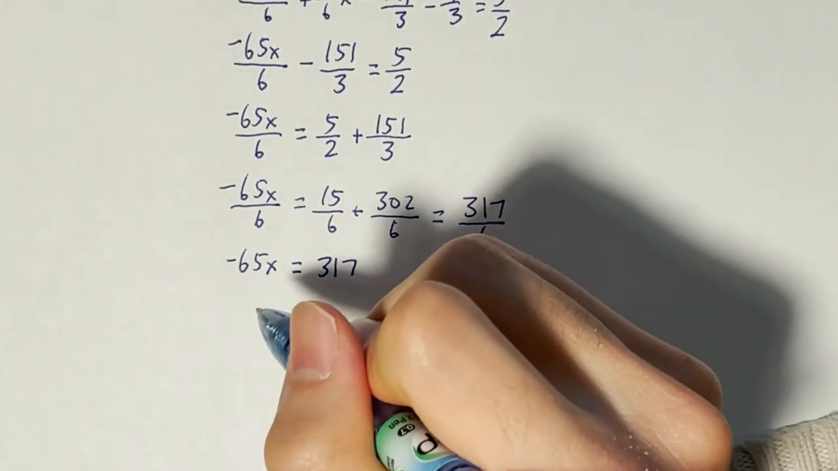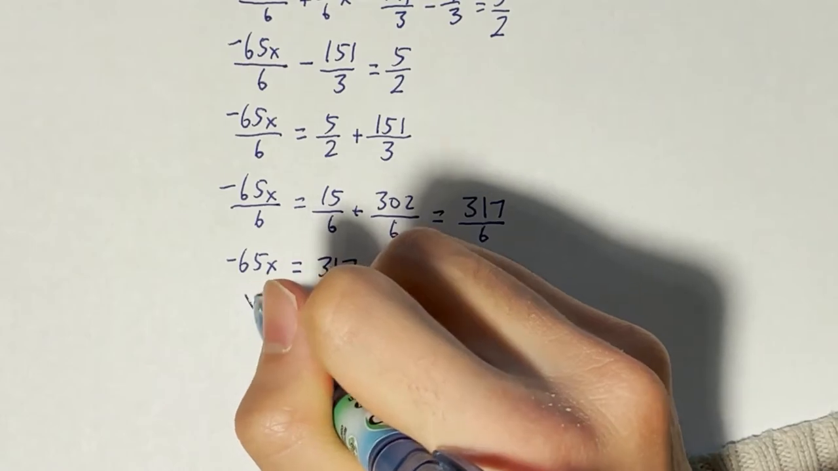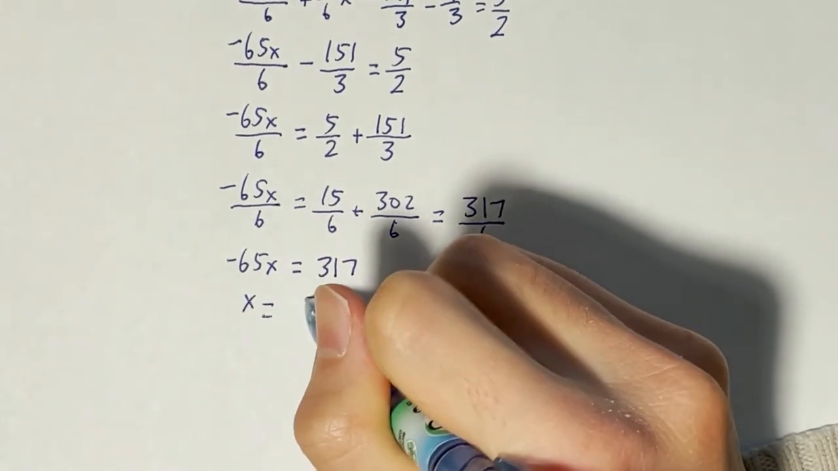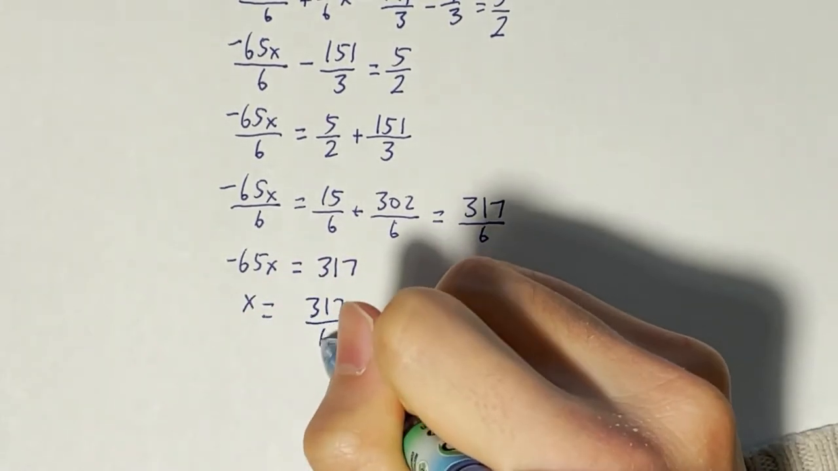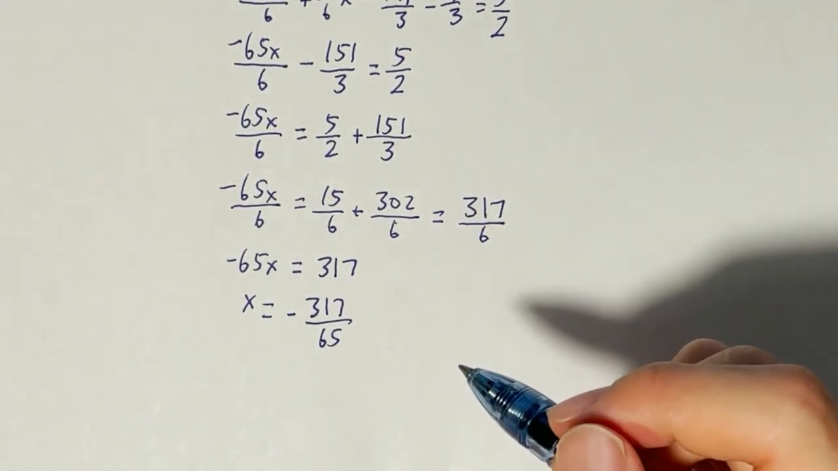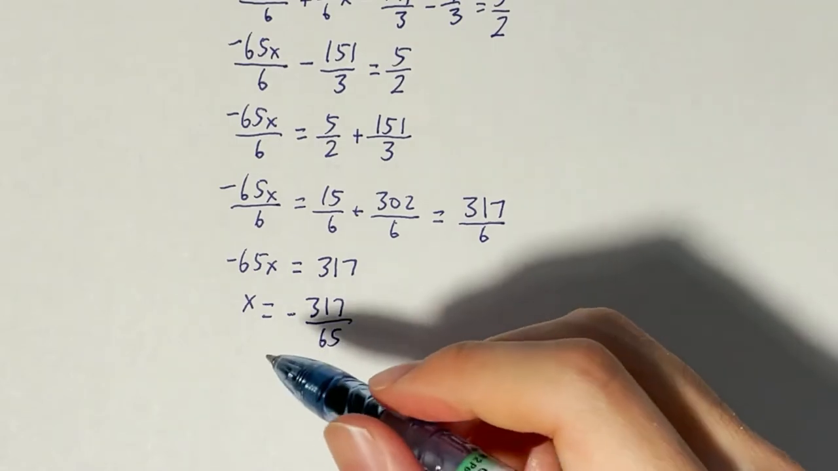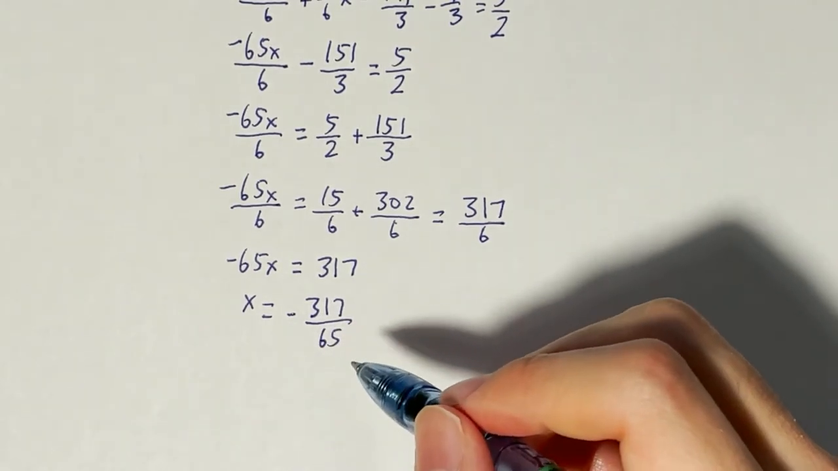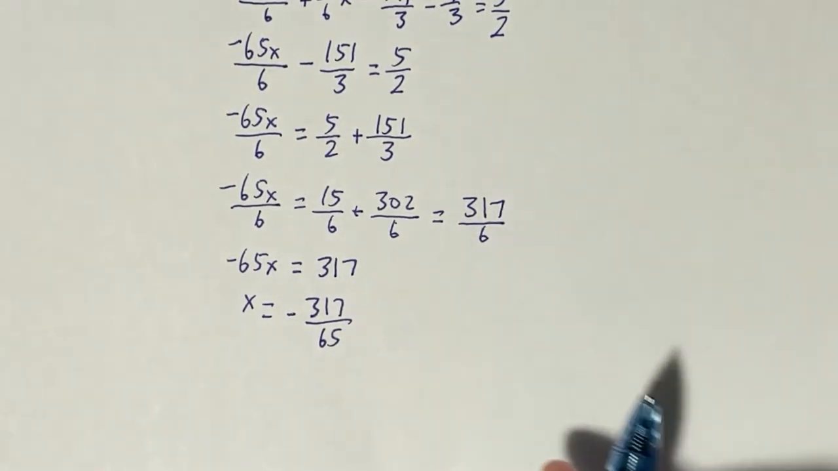Lastly, we divide both sides by minus 65, and we're left with x equals minus 317 over 65. And here we have it. We solved the equation to get x equals minus 317 over 65.